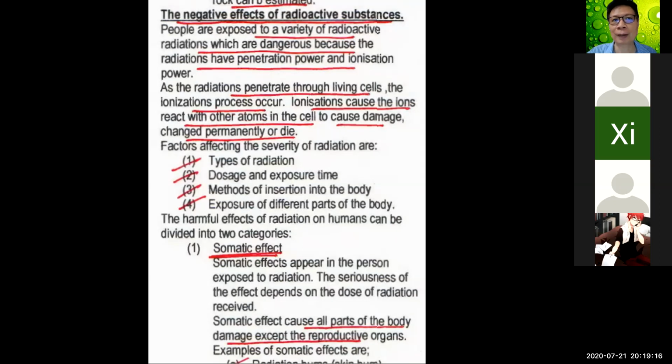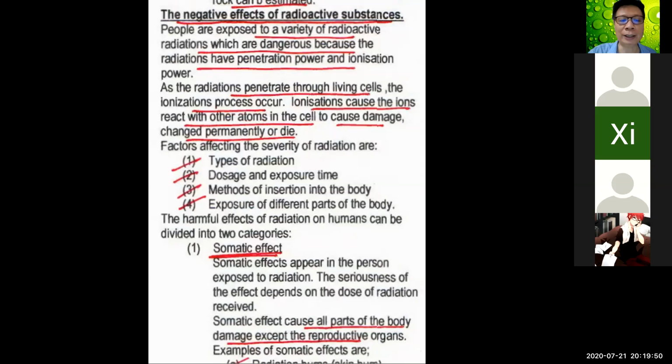In fact, men, you can buy a type of shorts made from lead. When you wear this kind of shorts, you can protect your reproductive organs from radiation. Actually, it's very effective. They are selling already in the market. Maybe you can try Shopee, Lazada later. It can protect from radioactive. Especially men must wear.